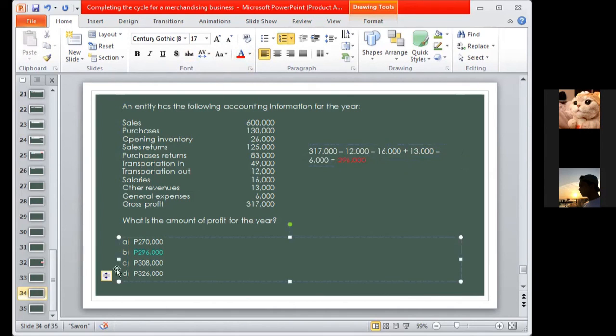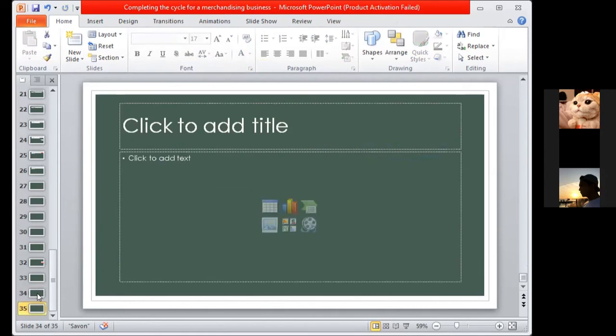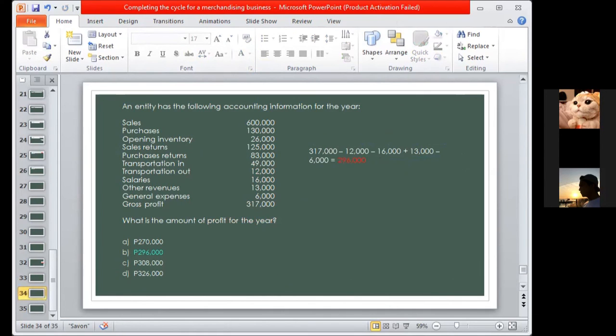So yun lang para sa araw na ito. Sana naintindihan mo yung topic ngayon. Hindi lang ikaw, pati yung mga wala ngayon. Sana panoorin nila ito at intindihin yung topic.